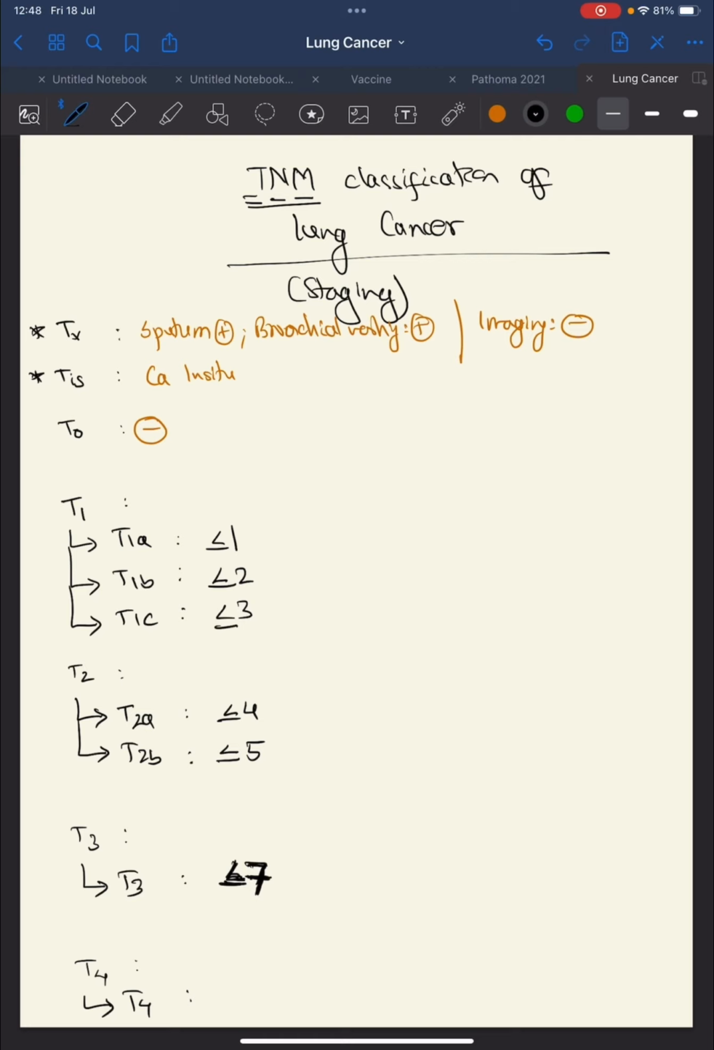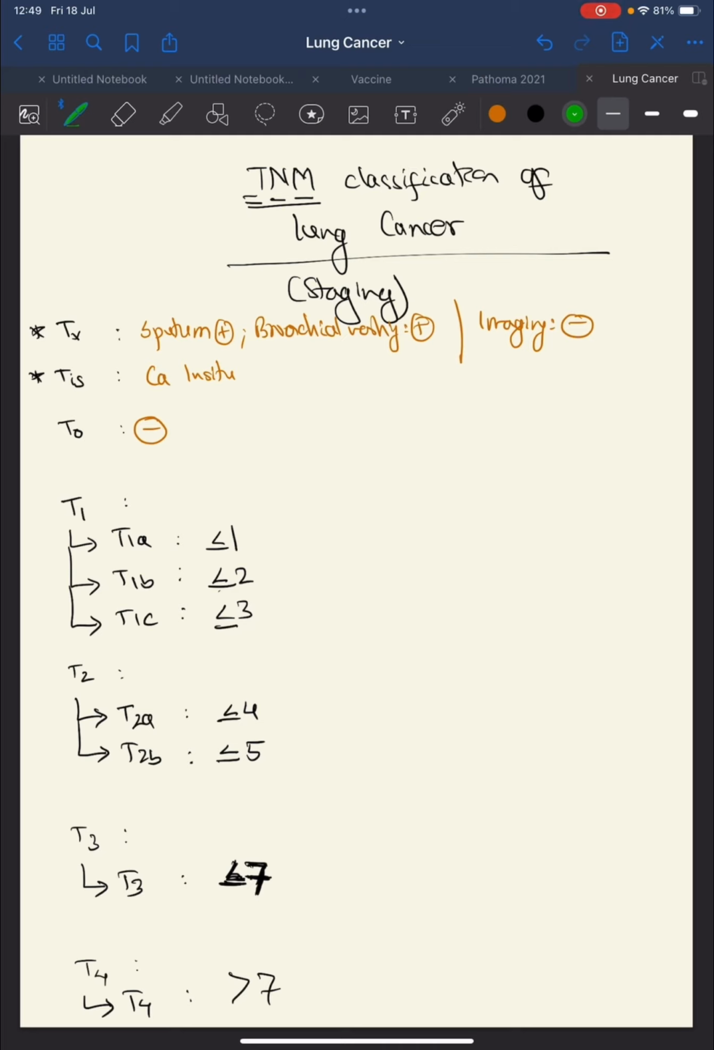We can make it easier by thinking in ranges: less than or equal to 1, less than or equal to 2, less than or equal to 3. A size of 2 does not lie in T1B because it lies in T1. So it is like from 0 to 1, from 1 to 2, from 2 to 3. And here it means more than 7.